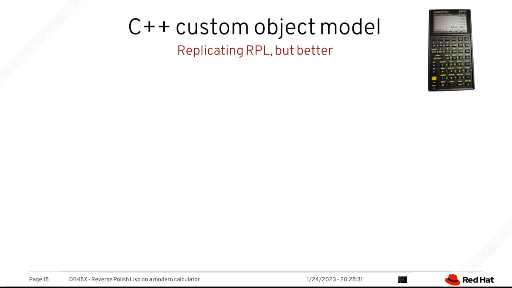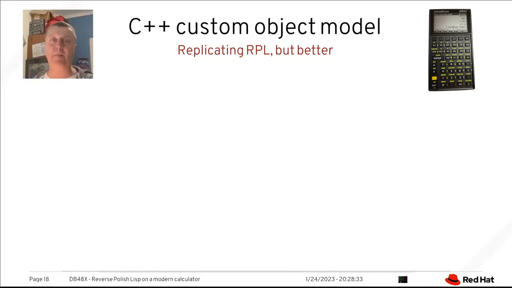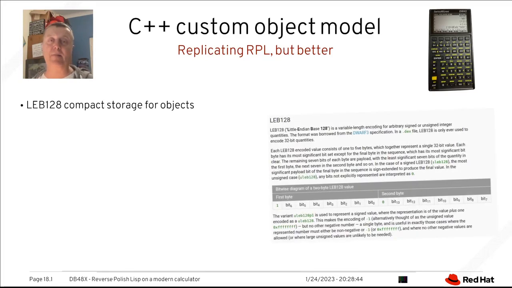So in order to be able to really have something efficient on such a small machine, I had to design a custom object model, and I based it on RPL itself, the historical RPL, but I tried to make it much more compact. For instance, I use LEB128 to store all the objects in memory. LEB128 is this system used, for instance, in DWARF, that encodes integers with 7 bits per byte, and the last one in the series has the high bit clear, the others have the bit set.